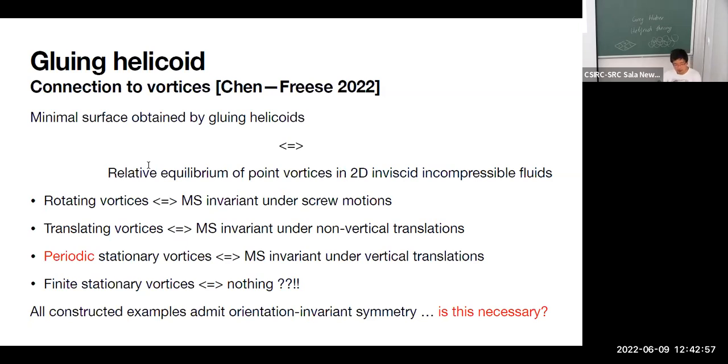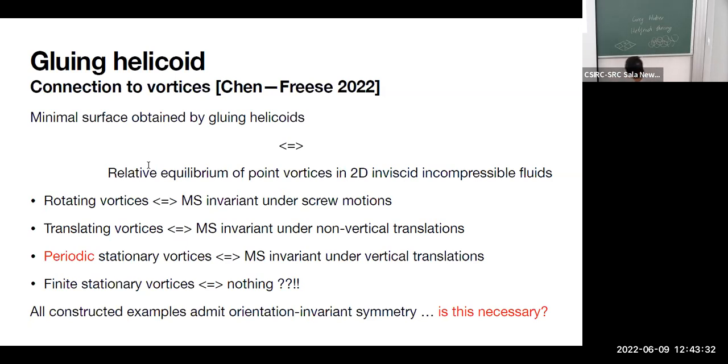For example, moving together two vortices, what does that correspond to? The Riemann example. Yeah. And then periodic stationary. Periodic is important because stationary somehow doesn't work. You cannot have a minimal surface with vertical translation. I didn't understand why. We have finite translating vortices, for example, a single one. Yeah, the trivial example works. A single vortex doesn't move. A single helicoid, vertical translation.